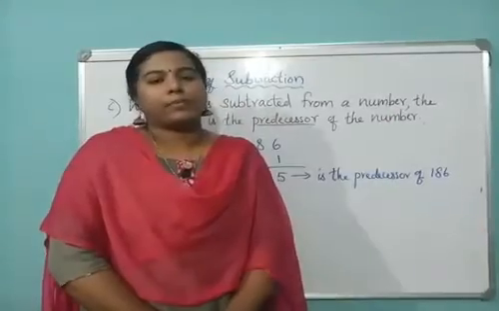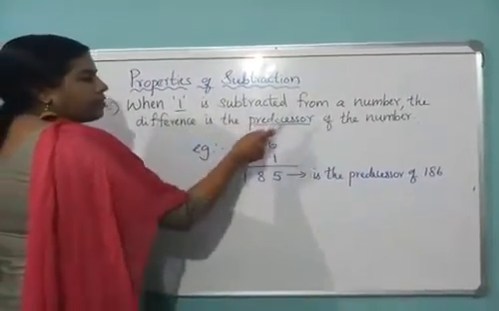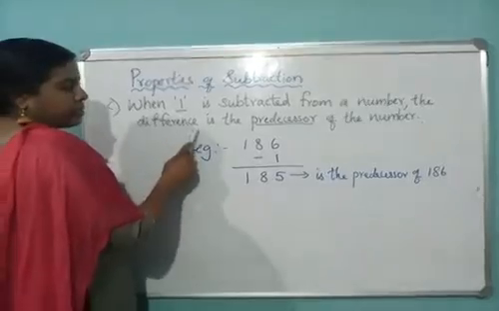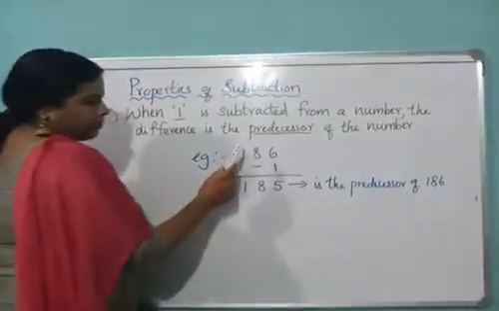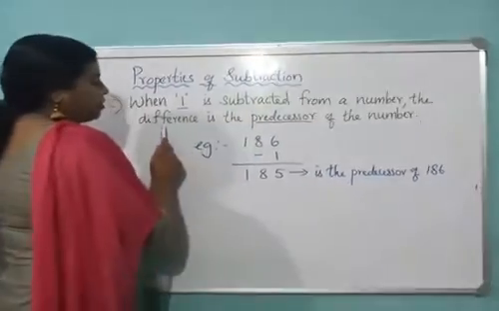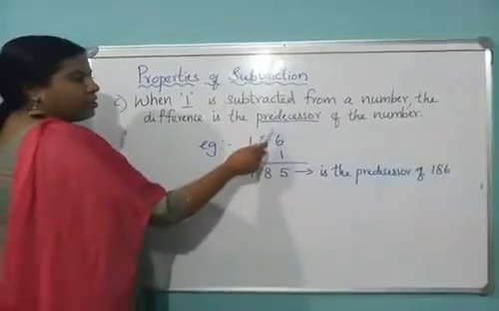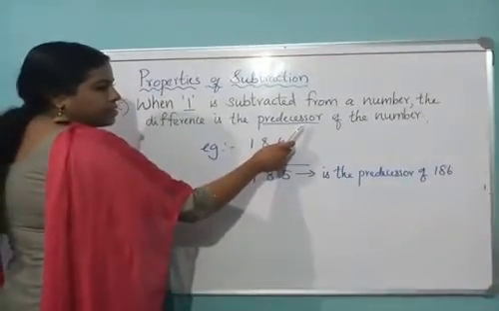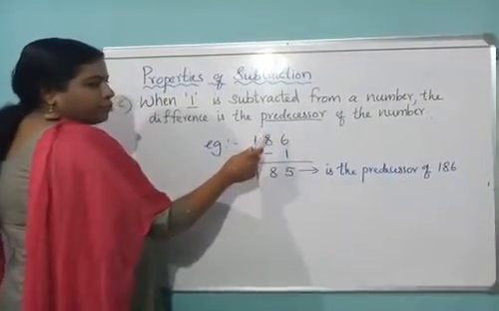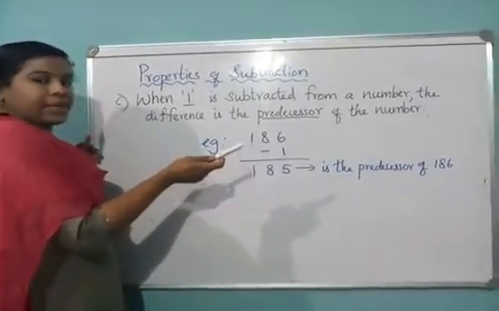Next property of subtraction. When 1 is subtracted from a number, the difference is the predecessor of the number. We know the term predecessor. Predecessor means the number that comes before. If we subtract 1 from a number, we will get the predecessor.